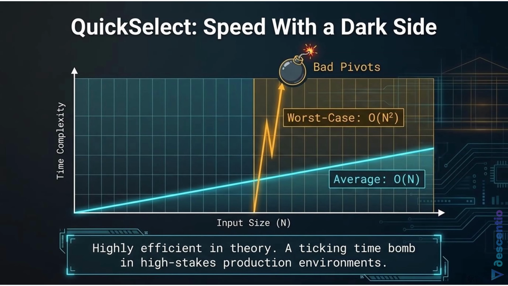Oh, I see. Because if the data is already partially sorted or has a skewed distribution, your pivot might only reduce the problem size by one element per iteration. Exactly. You essentially end up scanning every single item against every other item. And in a live production environment, that is a ticking time bomb. Yeah, you cannot afford a latency spike where your system suddenly runs 1,000 times slower just because the input data happened to be arranged unfavorably. That would take down a whole service.